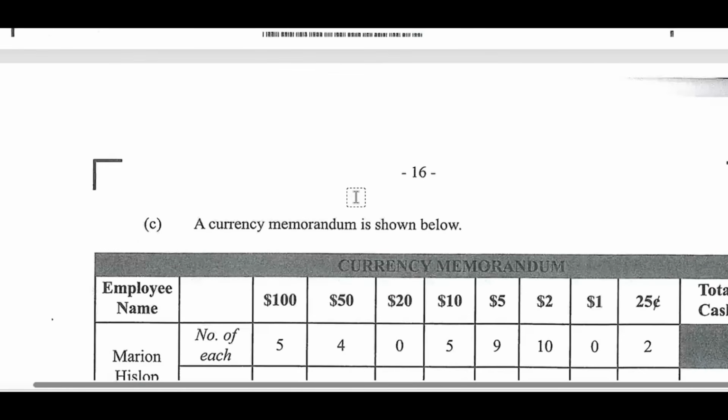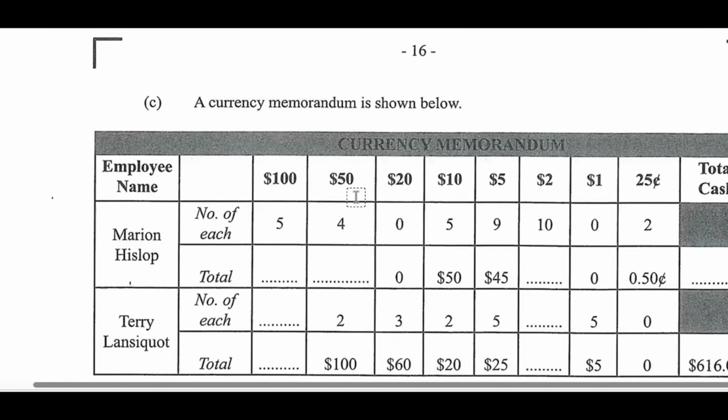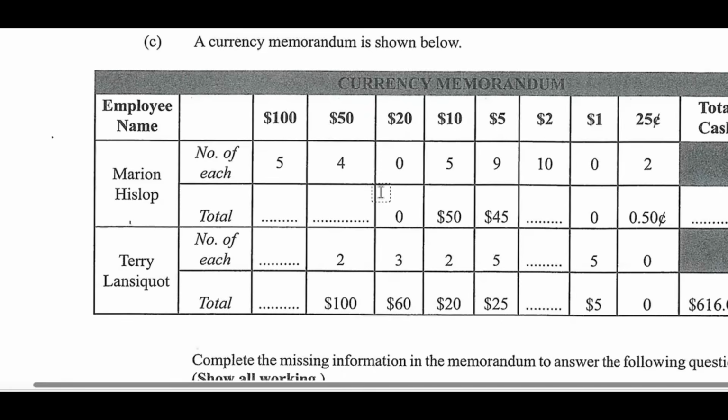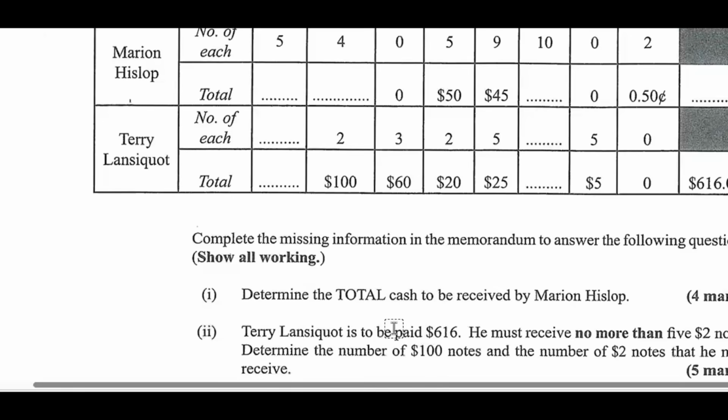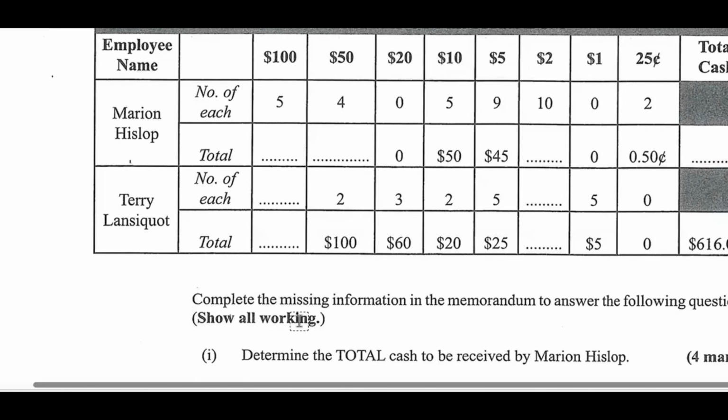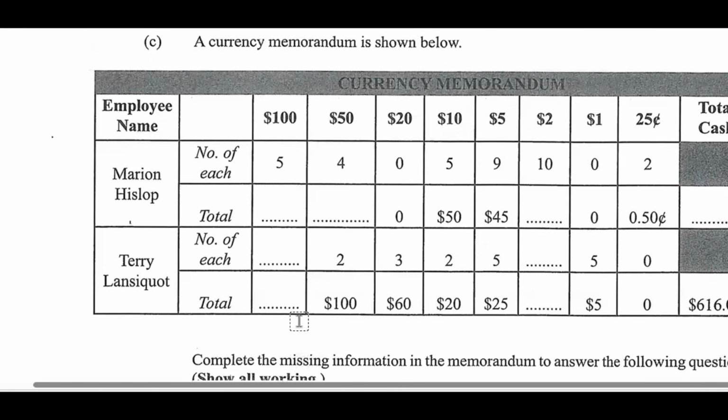Next question. Oh, a calculation question here. The currency memorandum is shown below. 2 employees, right? Let me see what it asks me here. Complete the missing information in the memorandum to answer the following questions. Show all work. We have to determine the total cash to be received by Marian Hislop. And Terry is to be paid $616. He must receive no more than 5 $2 notes. Determine the number of $100 notes and the number of $2 notes that he must receive. Then determine the total cash to be received by Marian Hislop. And show all work. So you have to show how you get certain answers, otherwise you're not going to get the full marks. Right, so let's show the working.